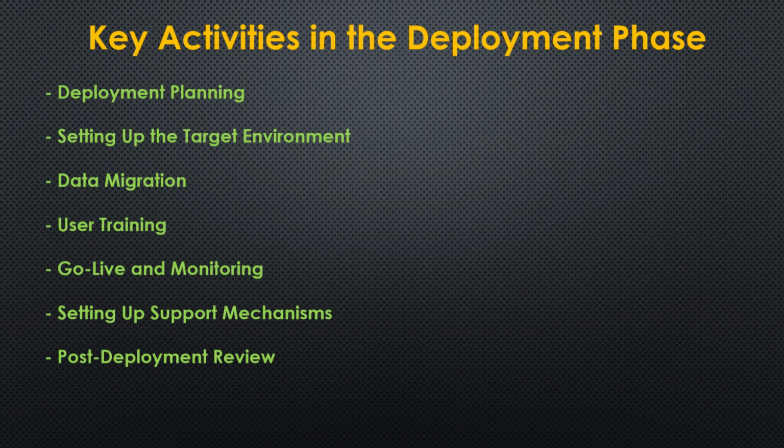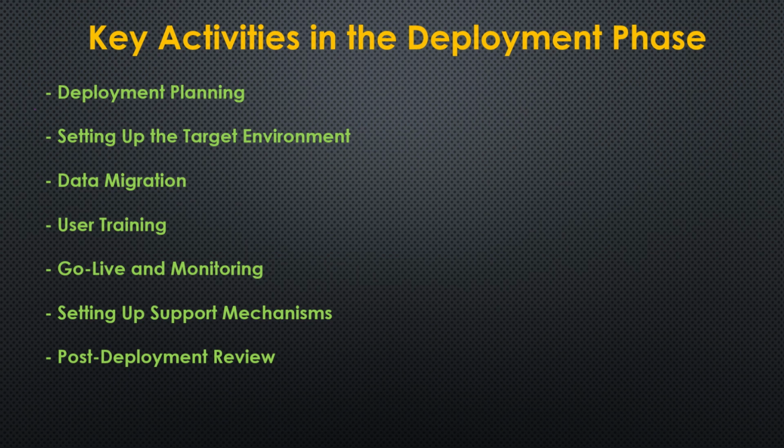The next step is setting up the target environment by installing the software on the chosen production servers, cloud, on-premises, or hybrid, and making necessary configurations for optimal performance, such as network, server, and database settings. Data migration follows, where data is extracted from legacy systems, transformed into a compatible format, and then loaded into the new system's database. Testing is crucial here to ensure data integrity.